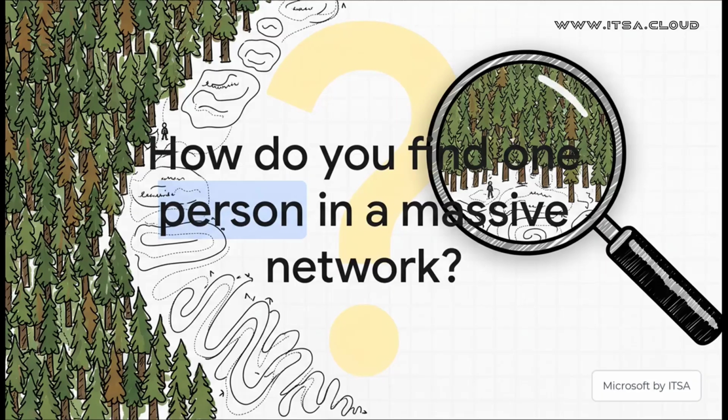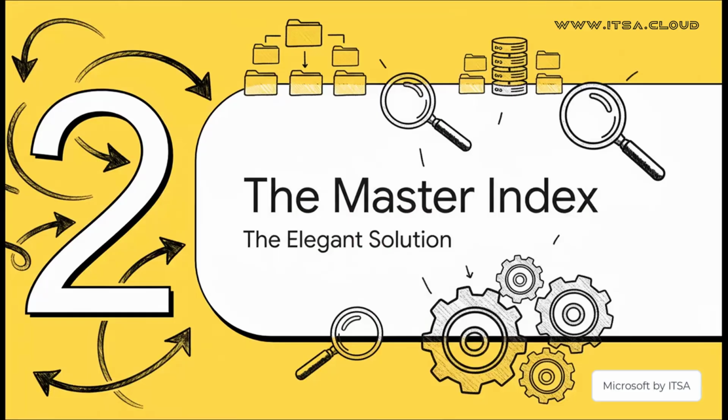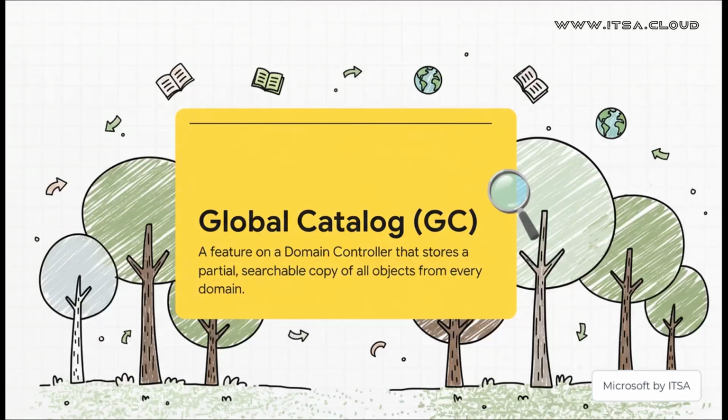Now imagine you need to find just one person or one printer out of millions. What do you do? Without a map, you'd literally have to search every single corner of that forest. The whole thing would grind to a halt. It's just not practical, right? So, faced with this impossible search problem, how in the world does Active Directory handle it? Well, it turns out the solution is surprisingly simple and really elegant. It's all about creating a master index for the entire forest. And that solution is called the Global Catalog.